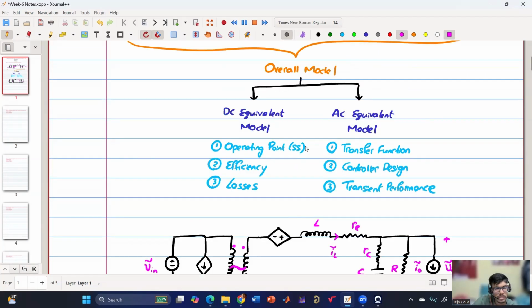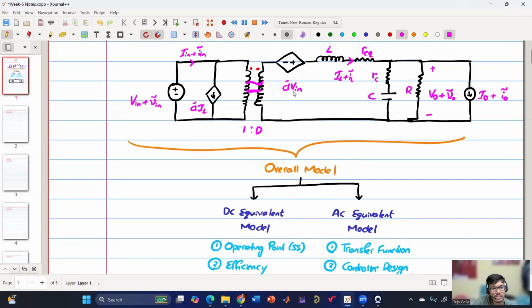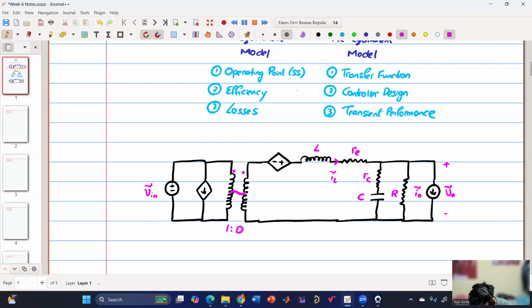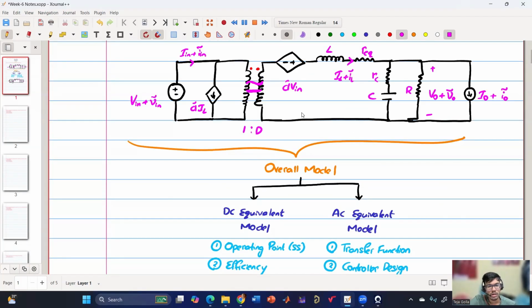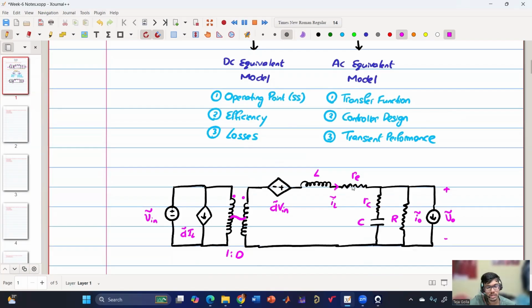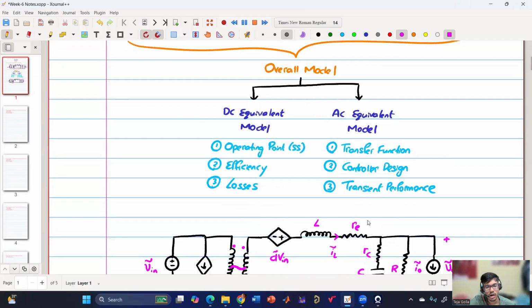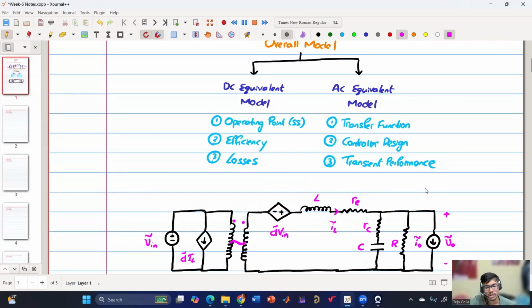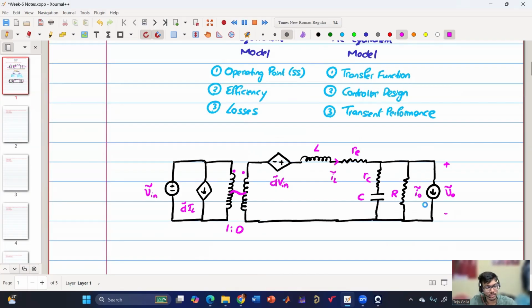And then what am I missing? This is D perturb by L. This is D perturb V. So this current source is D perturb into IL, and this is D perturb into V. So this is the overall AC equivalent model. Just let me know if I'm making any mistake. I think, yeah, RC and CR. Yeah, everything is fine, right?